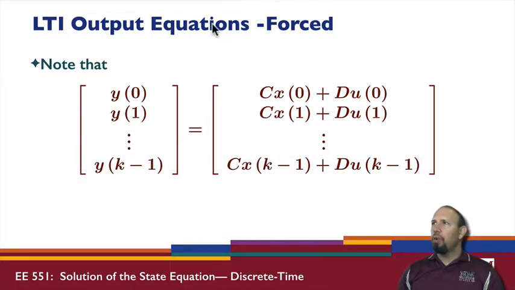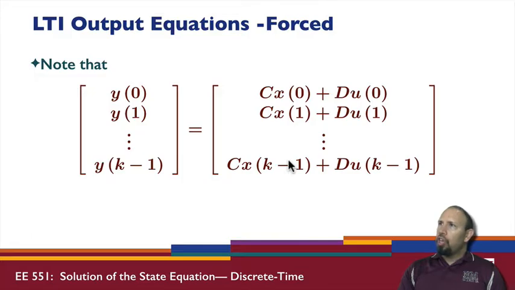unforced equation. What about the forced equation where we have an input? Well, in this case, y at 0 is equal to C times x at 0 plus D times u at 0, and so forth. And notice that I don't get an accumulation here. I just get the exact value appearing. But we know that in the forced equation, x at time k minus 1 involves not only the initial condition, but also the input sequence up to time k minus 1. And so there are actually A's and B's appearing in this expression.